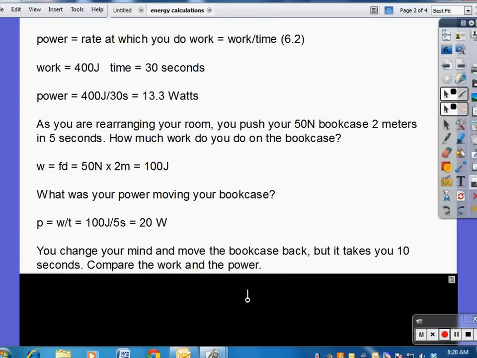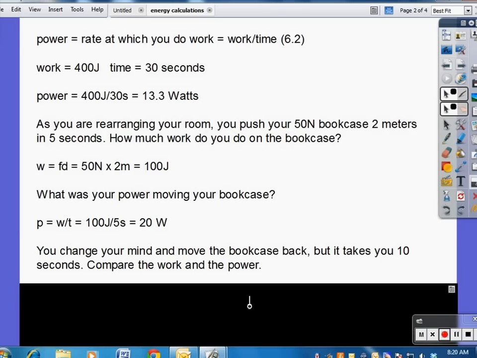So now let's say after you've done all of this work, you change your mind and you move the same bookcase back to where it started. But this time you're tired, so it takes you 10 seconds instead of 5. So compare the work and the power done. Go ahead and pause, compare those two, see how they're different, see how they're the same, and then check your answer.